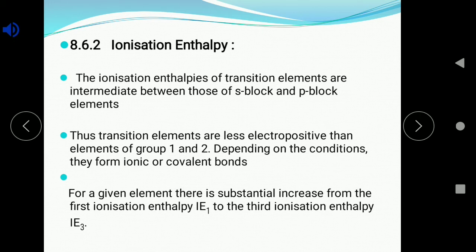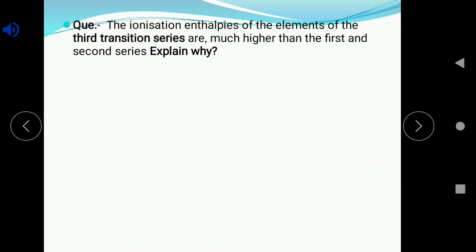It is somewhat easier. But third ionization enthalpy means we have to remove electron from positively charged ion. Third ionization enthalpy we are considering. That means while removing an electron from positively charged ion, it requires more energy naturally because positively charged ion will attract that electron and hence more energy is required. Hence there is substantial increase, unusual increase or more than expected increase in the IE3 values as compared to IE1 values.